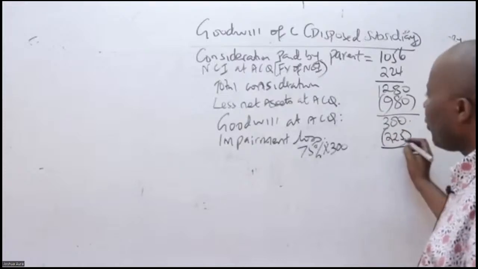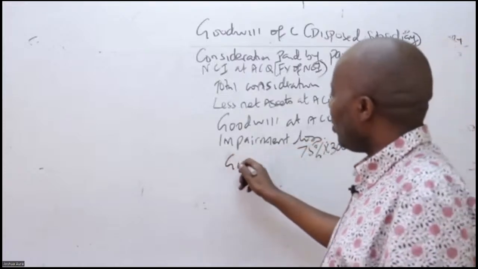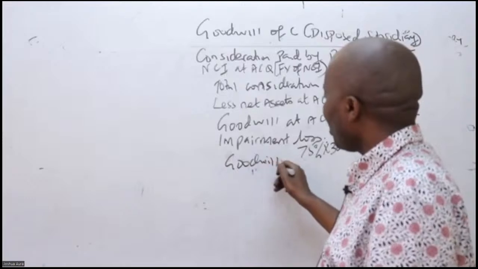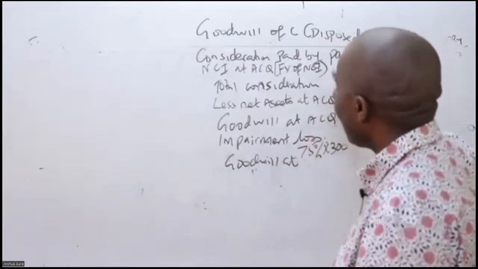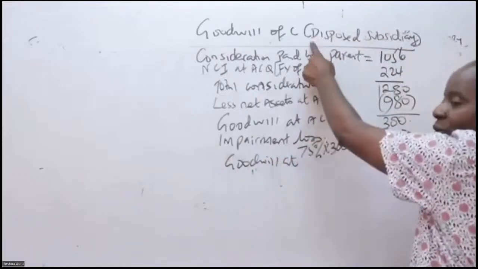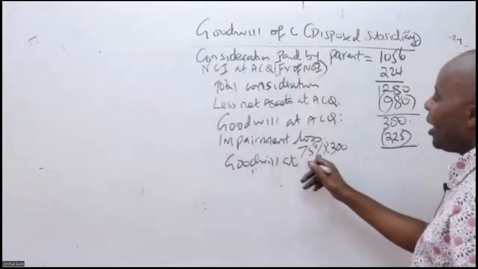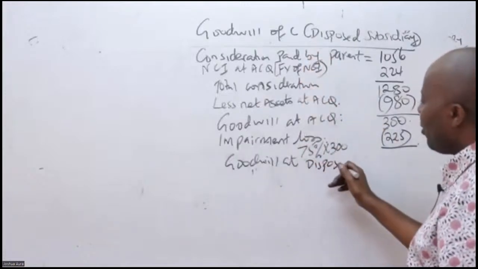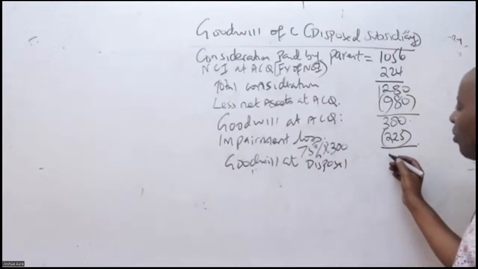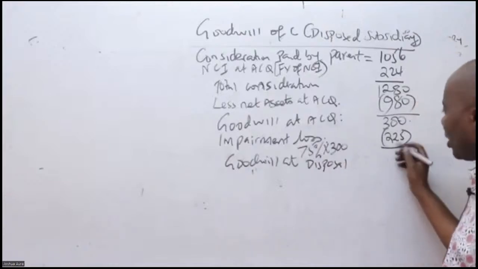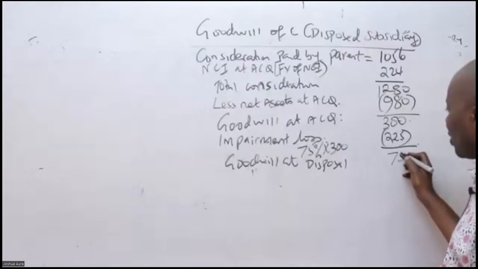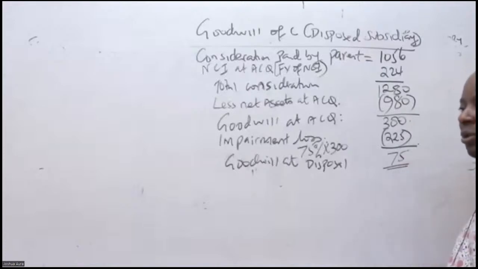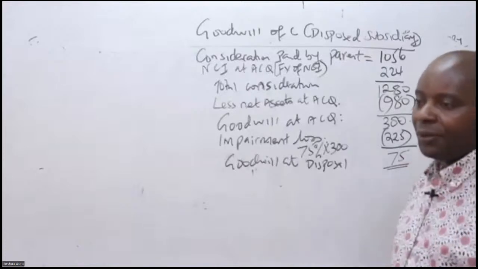And then now you'll be able to give me the goodwill. It can't be goodwill at reporting because this thing was disposed. It can only be called goodwill at disposal. So how much do we have here as goodwill at disposal? This minus this is 75. So this is the goodwill that was disposed with this subsidiary.